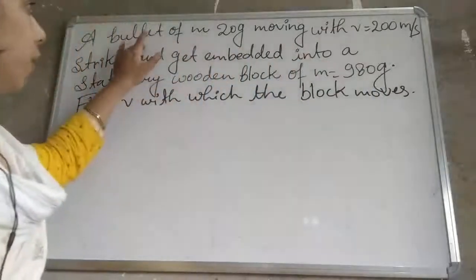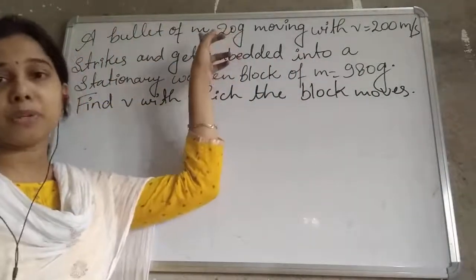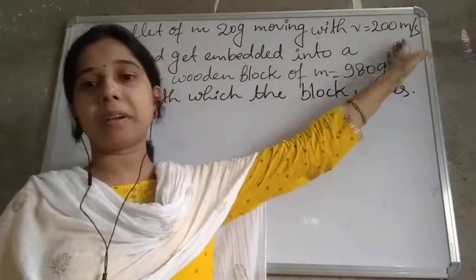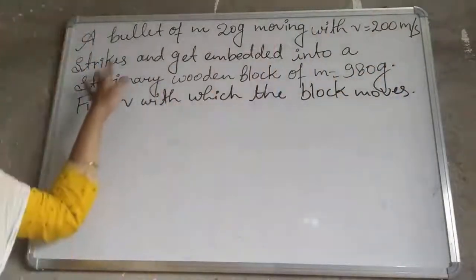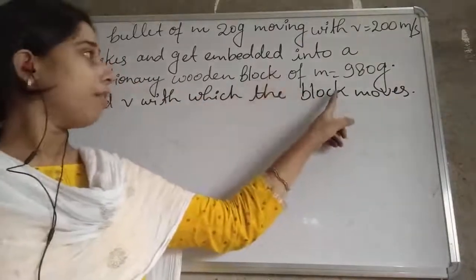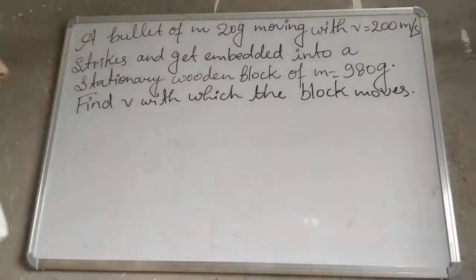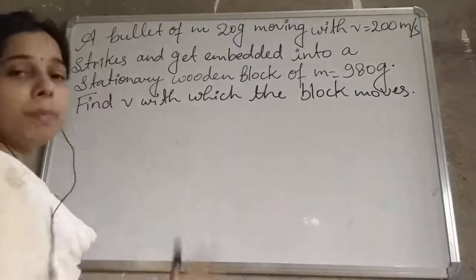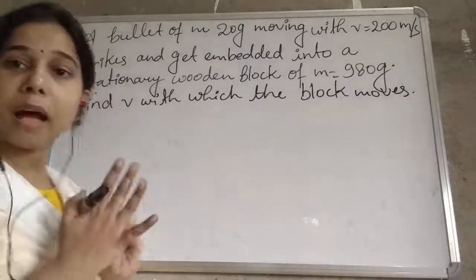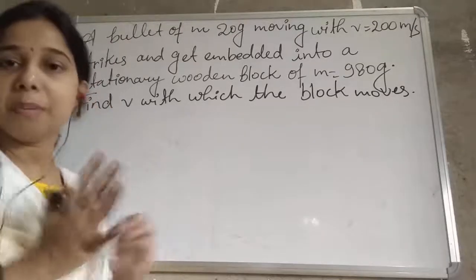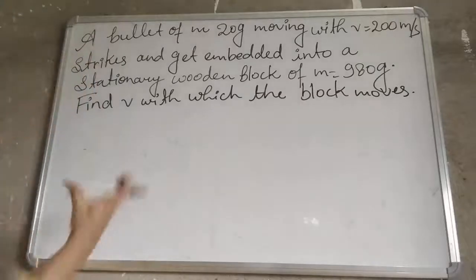So a bullet was there which has the mass of 20 gram and it is moving with 200 meter per second, and it gets embedded into a stationary block of mass 980 gram. What we have to find? We have to find the velocity of the block when the bullet strikes it or gets embedded in it. So what are the things that are given here?